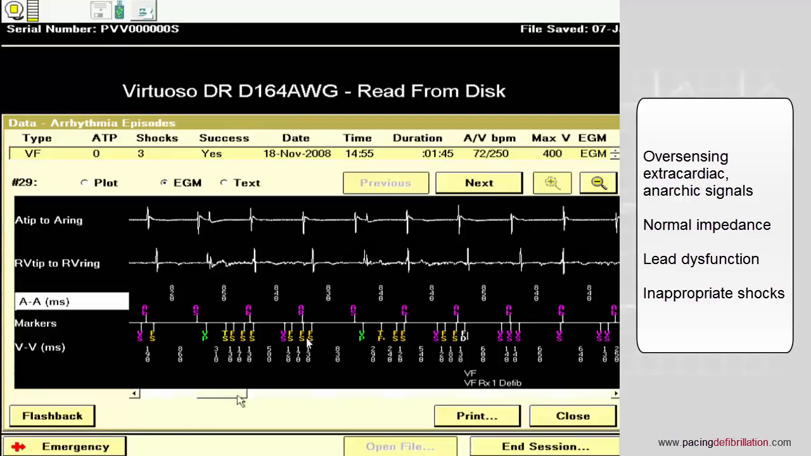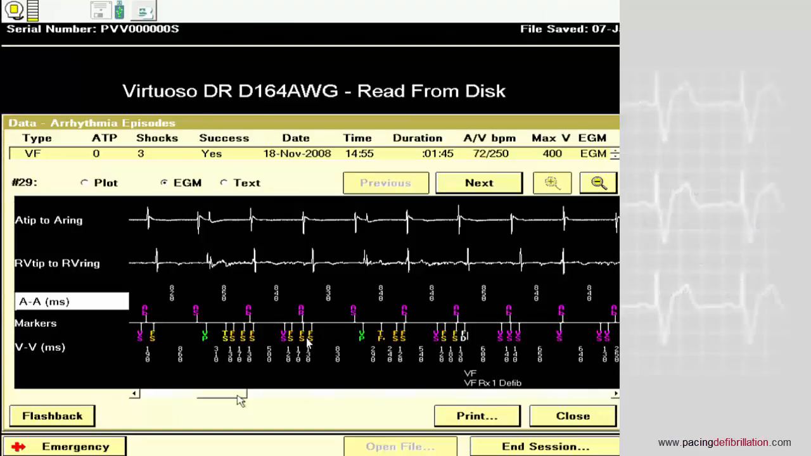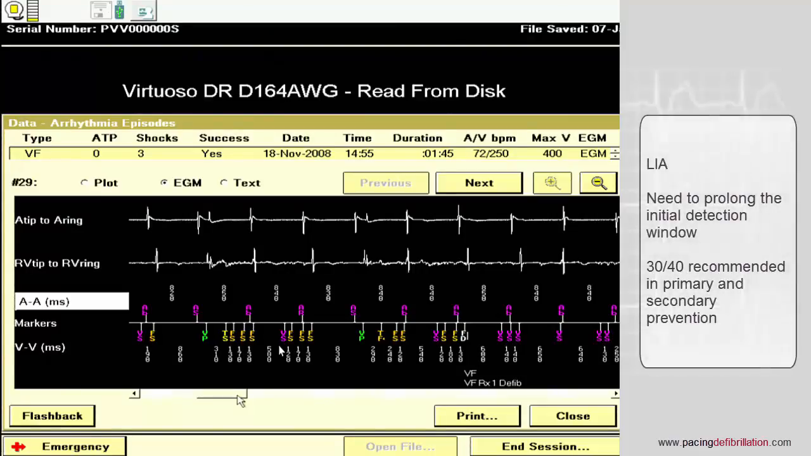You can easily understand that if the initial count for VF is short, for example 12 out of 16 for this patient, the risk for detection of a false episode of VF is increased. This kind of problem, which was quite frequent a few years ago, has favored the programming of 30 out of 40 for the initial count in the VF zone to reduce the risk of inappropriate therapy in case of lead dysfunction, without delaying too much the delivery of the shock in case of occurrence of a real ventricular fibrillation.